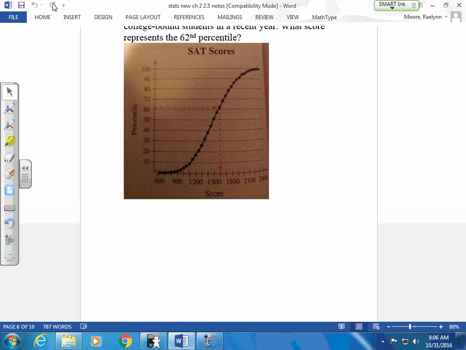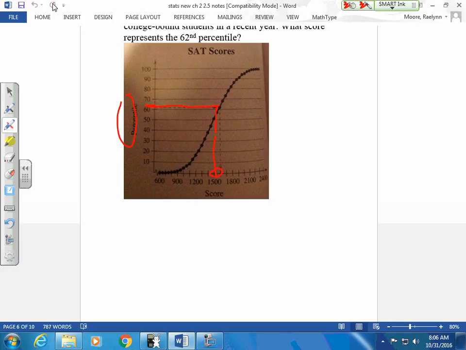So for the 62nd percentile, you're going to kind of have to estimate where it is. Come across, these are percentiles over here, and try to come down and get as close as you can to the actual score. My board's a little off again as usual. So try to get as close as you can to the actual score.